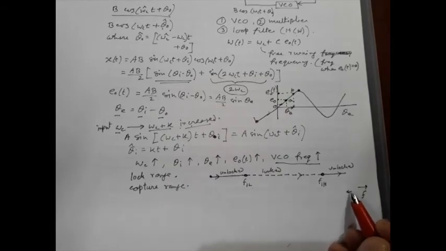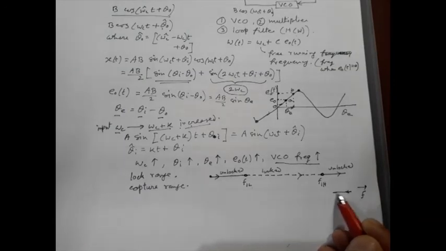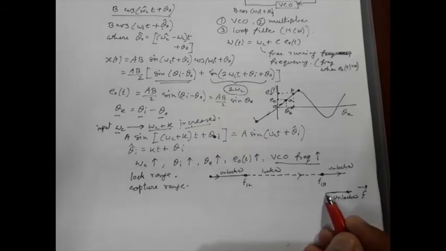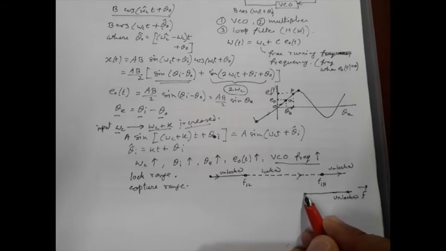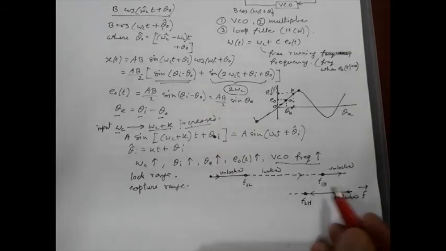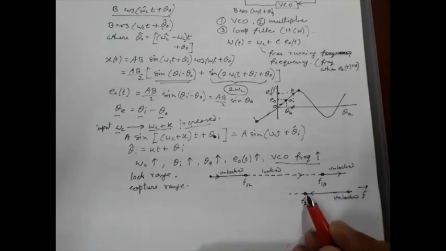Now let us see what happens when we decrease the incoming frequency. Starting from the high frequency range, it will be unlocked. We will decrease the frequency, and at a certain frequency suddenly it gets locked, at frequency f2H. Note that f1H and f2H are not the same.